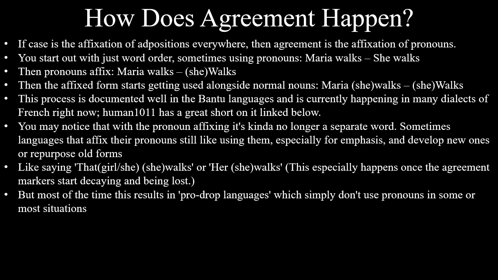As for how agreement happens, if case is the glomming on of adpositions to everything, then agreement is the glomming on of pronouns to everything. Essentially, the way it supposedly starts out is in a situation where there is one noun and something else, usually considered the head. Remember, agreement is also known as head marking. The pronoun form of the noun gets used so much that eventually it affixes to the head. And then this marked version of the head starts getting used alongside nouns that would use the corresponding pronoun.